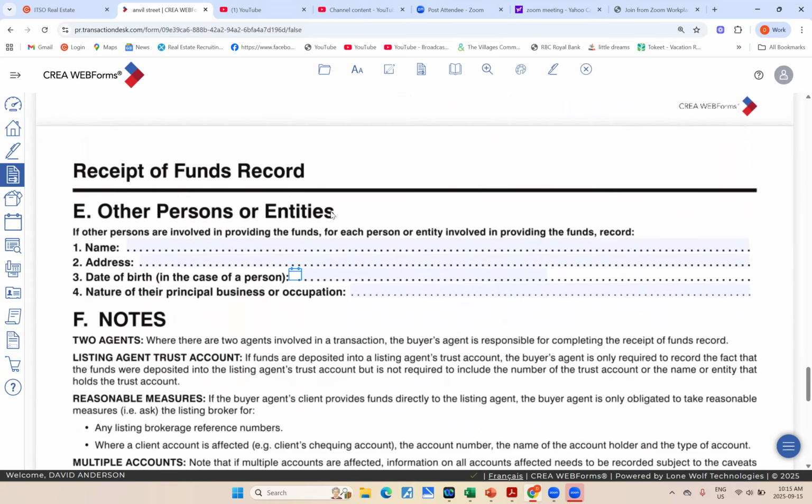Part E, other persons or entities. If other persons are involved in providing the funds, for each person or entity involved in providing funds, record their name, address, date of birth, and nature of their principal business. So maybe the parents are actually going to give them the funds for this, so you would just put that in there.